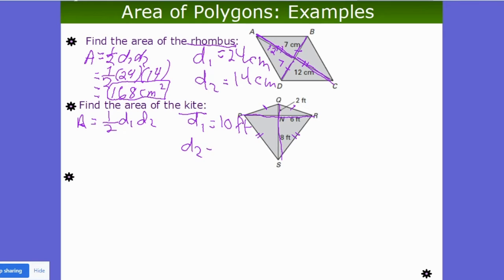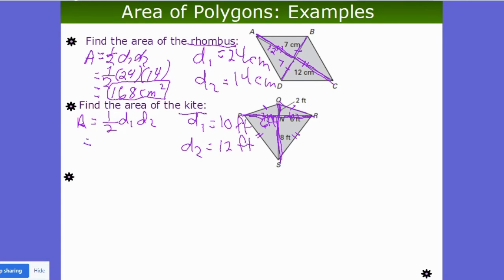If you remember your properties of kites, one of the diagonals does bisect the angle into two congruent triangles, and that would be this one, right? So these two triangles are congruent triangles. So this little piece here of 6 will be congruent to that part of the diagonal. That diagonal gets bisected, the other one doesn't. The second diagonal, if this one's D2, will be 6 plus 6 or 12 feet.